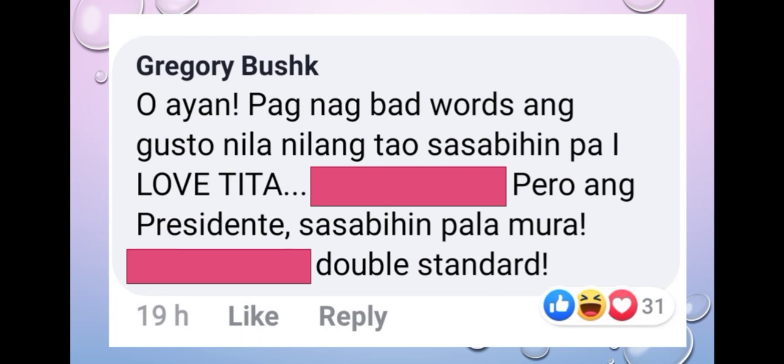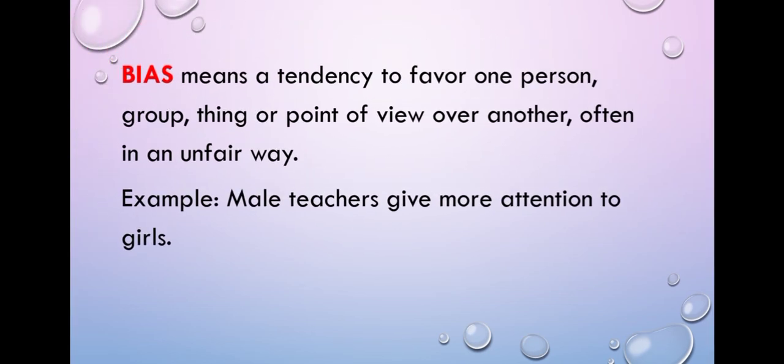Right, so this slide refers to bias. What does bias mean? It is a tendency to favor one person, group, thing, or point of view over another, often in an unfair way. For example, male teachers give more attention to girls. So have you caught yourself being biased?